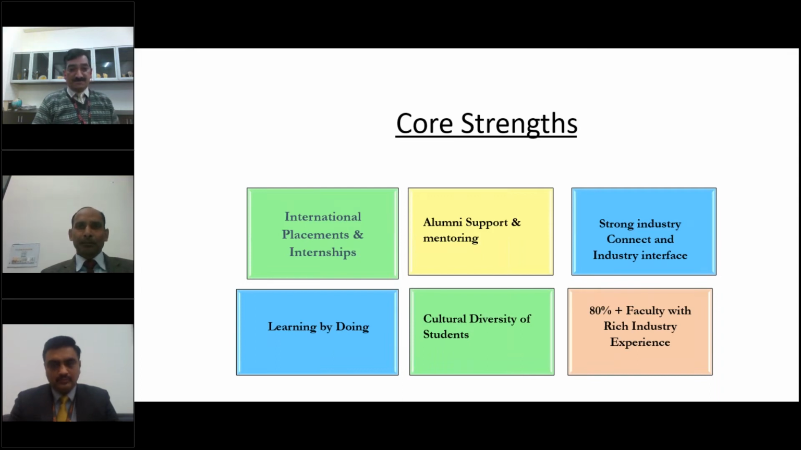We have alumni support and mentoring. We have a very strong relationship with industries. We connect with industry, and we have an industry interface for a better relationship between academia and industry. Then we have learning by doing. Then we have cultural diversity among the students, and the faculty come from varied backgrounds. 80% of the faculty have very rich industry experience. So through their efforts, my final-year students will get placements in reputed hotels or in other sectors.